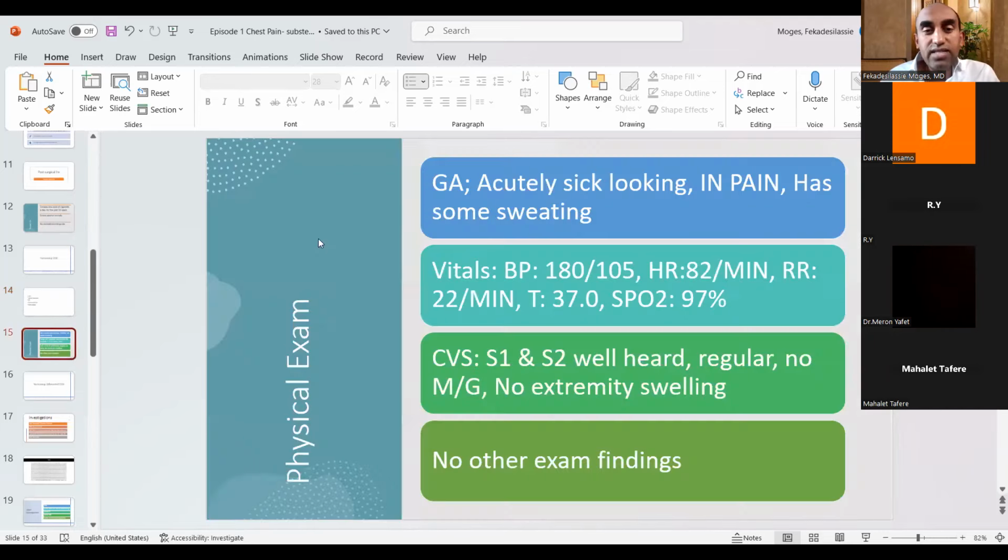Vital signs. Obviously, this is a patient who is hypertensive. Blood pressure is 180 over 105. Is it concerning? Yes, of course, this is not a normal blood pressure. In fact, this patient is fulfilling the diagnostic criteria for what? Hypertensive urgency, right? Heart rate is 82 per minute, respiratory rate is 22, temperature is 37, saturation is 97%, okay?